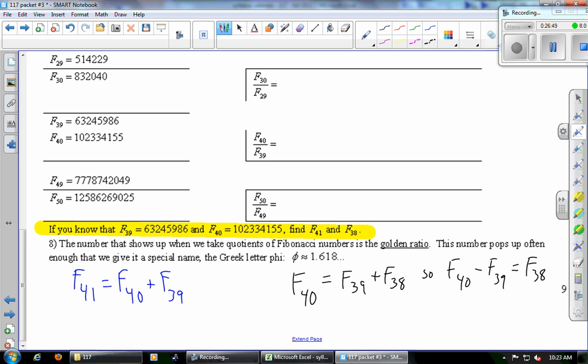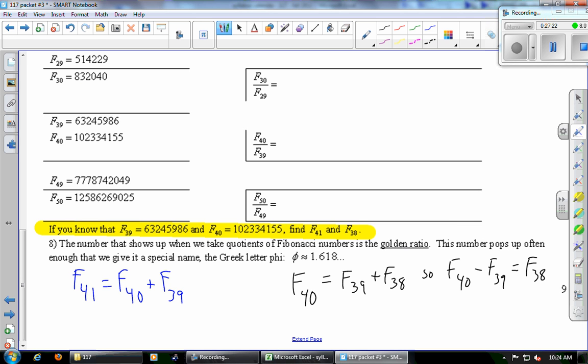Finding F38 was a little bit trickier, but the idea here is that if you wanted, for example, the 40th number, you'd add the 39 and the 38. Agree? So then if I want the 38th number, I could take this 39 and subtract it. So F40 minus F39 is F38. Do we buy that? Yeah, a lot of people felt a little bit silly when they didn't realize to subtract, but it's a new sequence, it's a new pattern, so subtracting will get you the previous numbers.